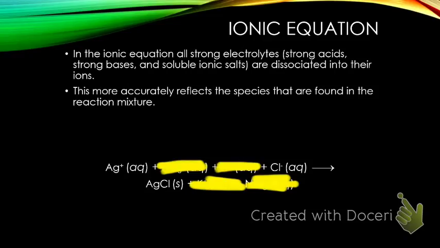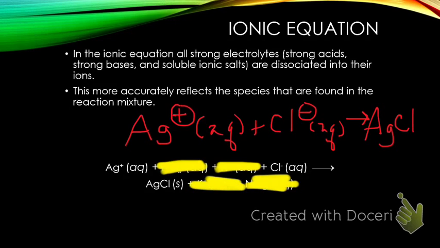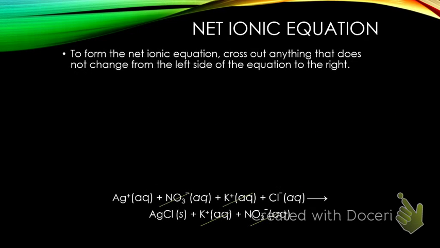So in reality, what we really have going on is Ag plus aqueous plus a chloride anion, which is aqueous, that goes to make a solid silver chloride product. That's called the net ionic equation. So this is a net ionic equation.